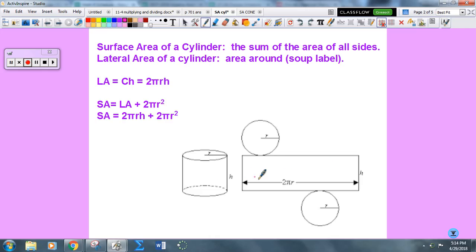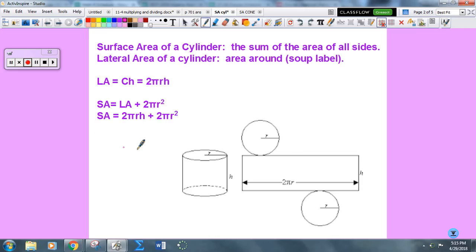The length of that soup label is 2 pi r, or the circumference, and the height is h. So the lateral area, or the soup label, is the circumference times the height, or 2 pi r h. To find the whole surface area, I take that soup label and I add it to the top and bottom of my can. So it's 2 pi rh plus 2 pi r squared.